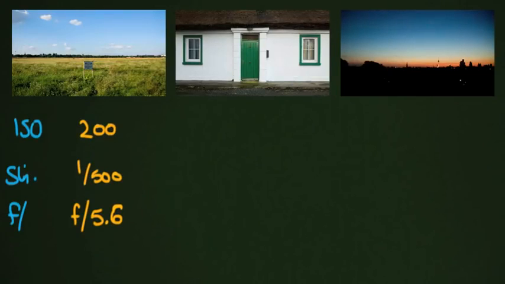This shot was the Irish cottage. It was a cloudy, rainy day. It was ISO 200 still, though. I took the shot at a 100th of a second, and it is also at f5.6.